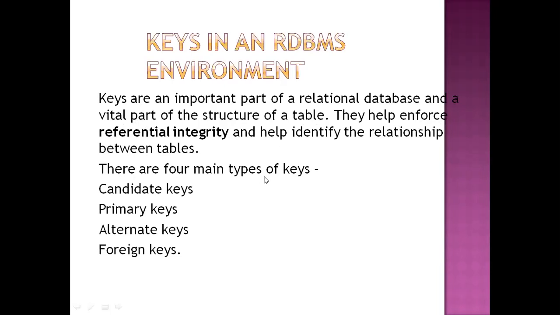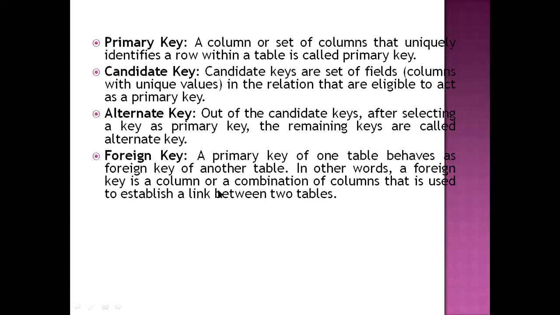There are four main types of keys which are used while you are making a relation between more than one table. First, candidate key, primary key, alternate key, foreign key. These keys can be used with the joining. So see here, primary key, that you know, uniquely identifies a row in a table. A column or set of columns that uniquely identifies a row within a table is called a primary key.